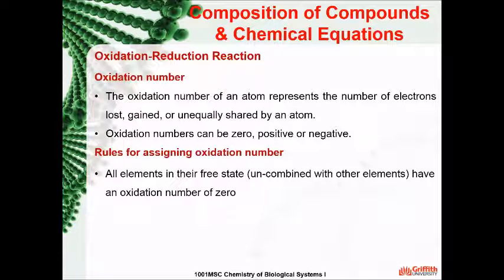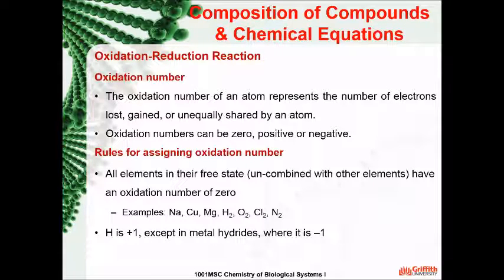All elements in their free state, uncombined with other elements, have an oxidation number of 0. Examples being sodium, copper, magnesium, hydrogen gas, oxygen gas, chlorine gas, and nitrogen gas all carry oxidation numbers of 0. Hydrogen has a +1 charge in 95% of examples, except when it joins metals and forms a hydride ion. Examples: NaH and CaH2.